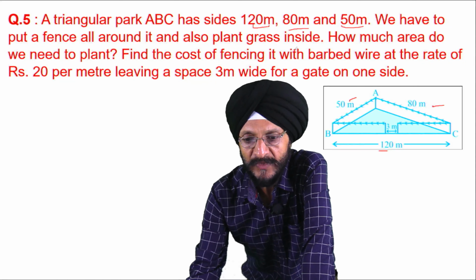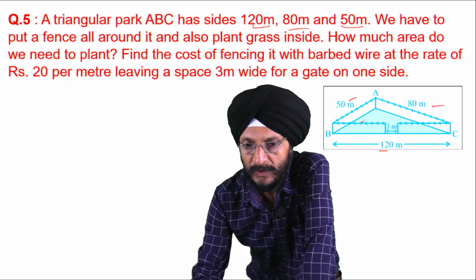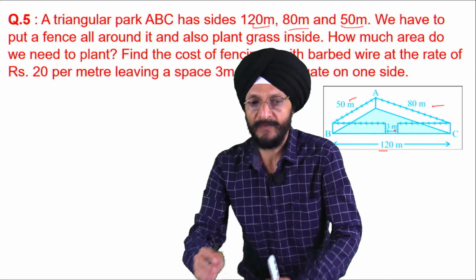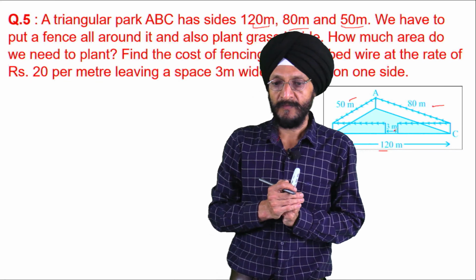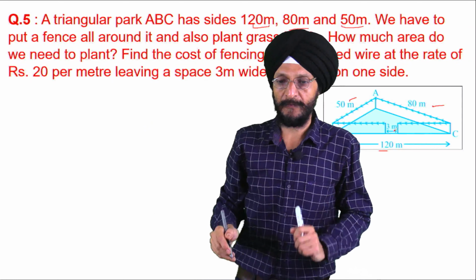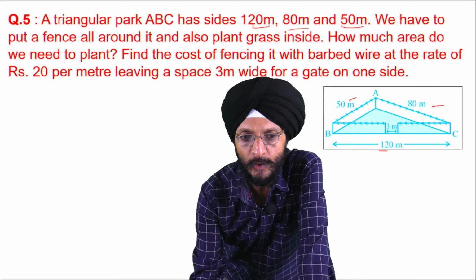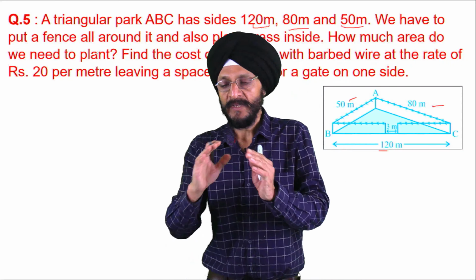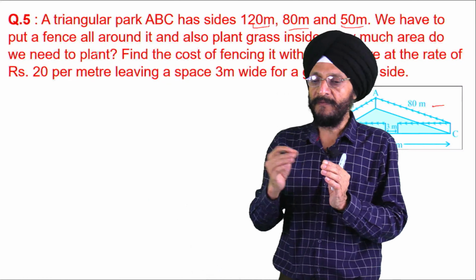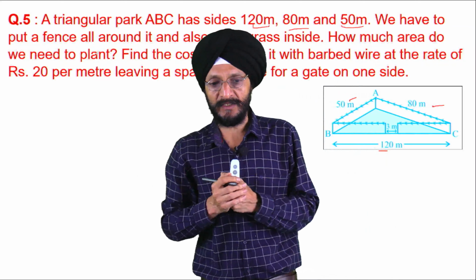It says that we need to grow grass in the whole triangular park and we have to put wires all around the park. How much area we need to plant, that is, how much is the area of the triangular park where we have to put grass.